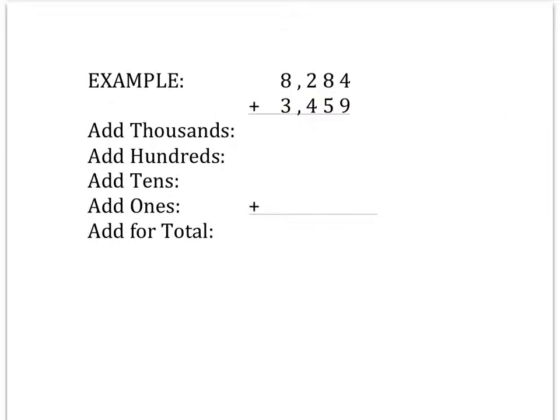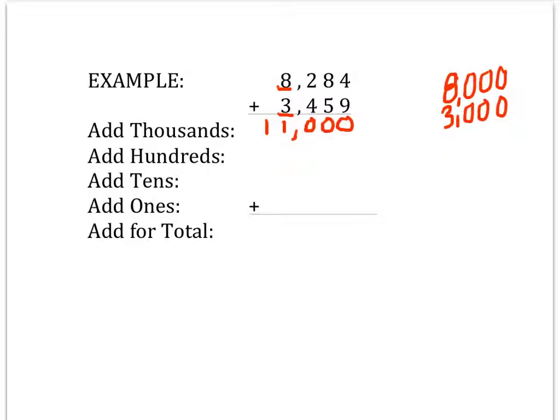Let's practice using 8,284 plus 3,459. I need to start with the highest place value, and that's going to be my thousands. I have an 8 and I have a 3, so that's really 8,000 plus 3,000. And I know that that's going to equal 11,000. So make sure that you put it into the right position.